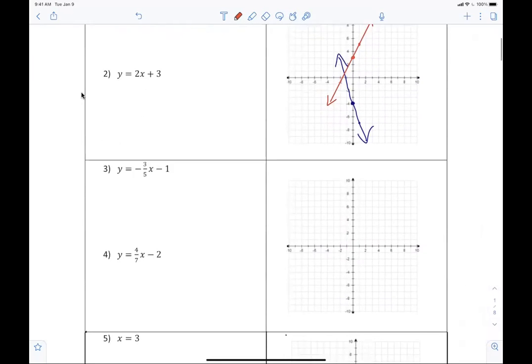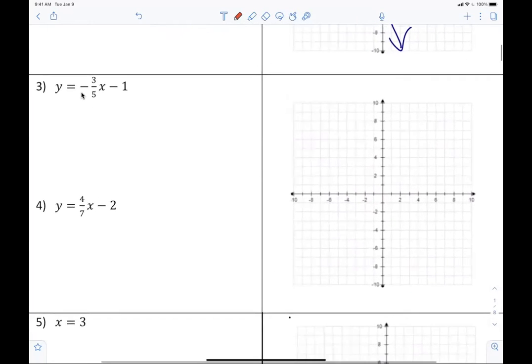All right, Mr. Milazzo, tell me what to do on number 3. So we want to find the y-intercept, and the y-intercept is (0, -1). Beautiful. And the slope is -3/5. So you go down 1, and then since it's -3, you go down 3 and across 5. Yes, there you go. Anybody have any issues?